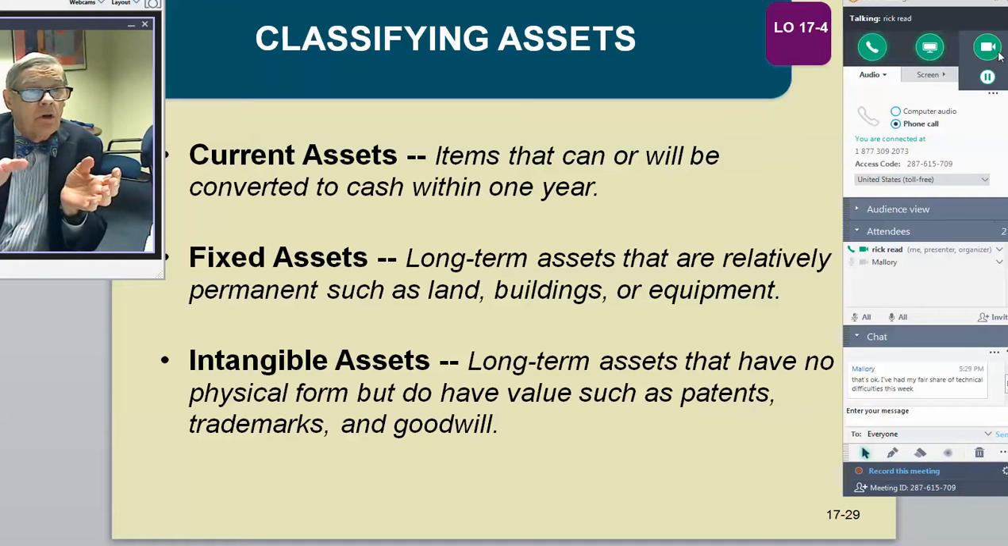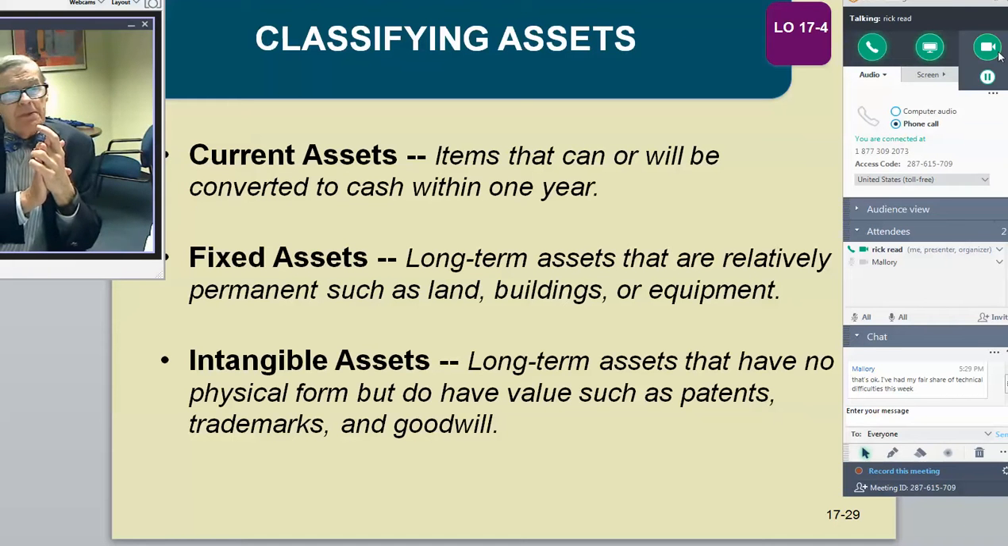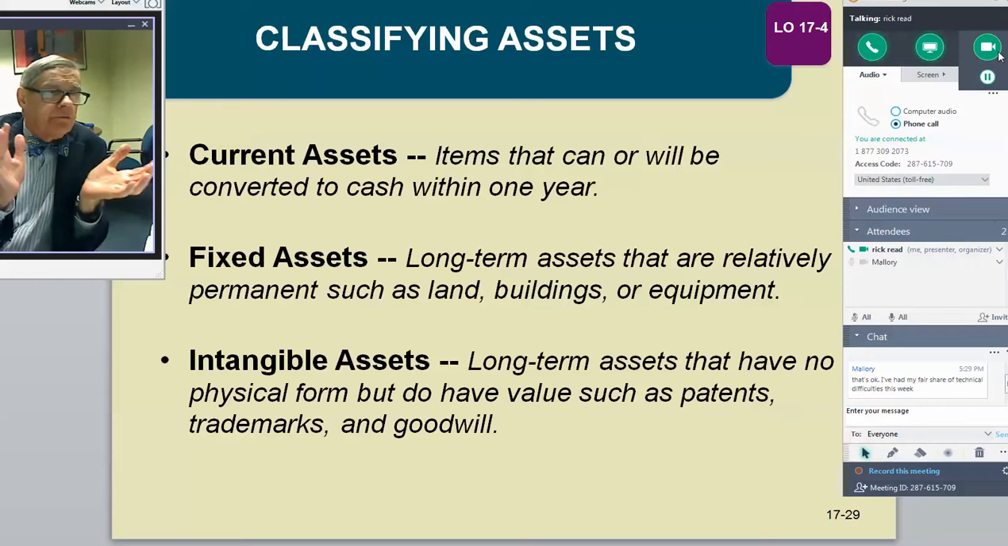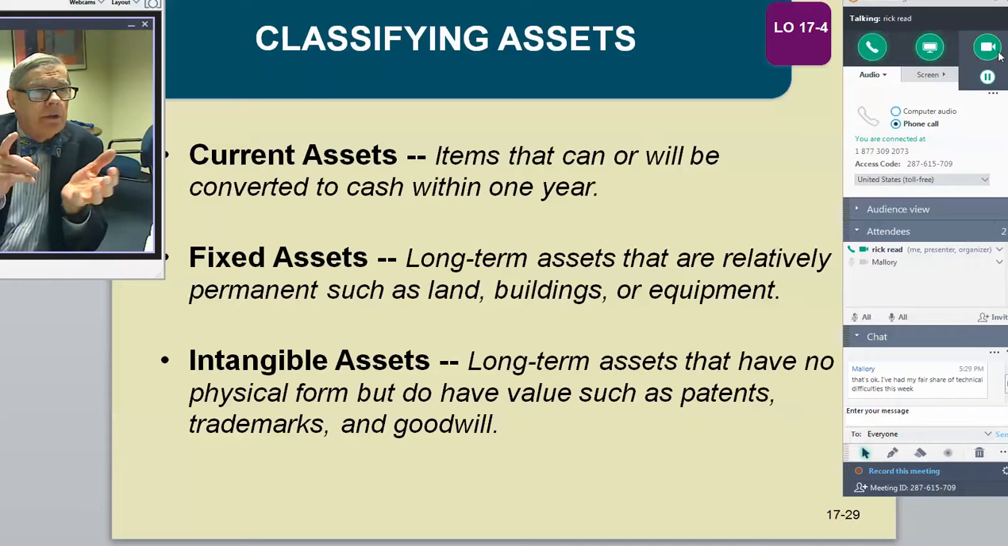Current assets, we can turn into cash within a year. Fixed assets can probably be turned into cash if we want to sell them, but we may not be able to sell them for what we think they're worth because there's depreciation on them. Now, land may not depreciate, but property can, and certainly equipment can, and things of that nature. Notice that they're relatively permanent. I think that's the way we have to look at them.